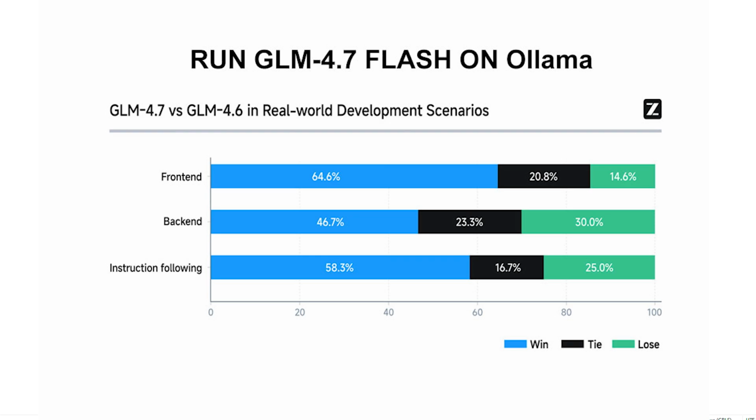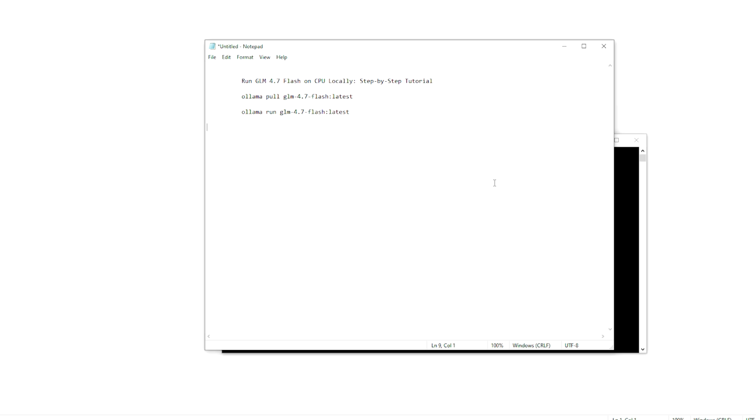Run GLM 4.7 Flash on CPU locally. Step-by-step tutorial. In this video tutorial, I will show you how you can run the GLM 4.7 Flash latest model on your CPU using Ollama.